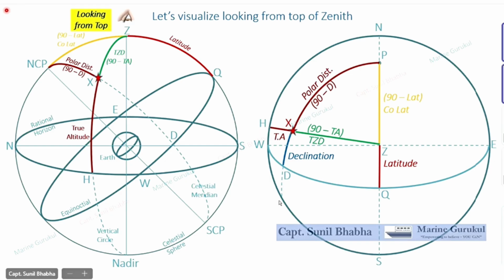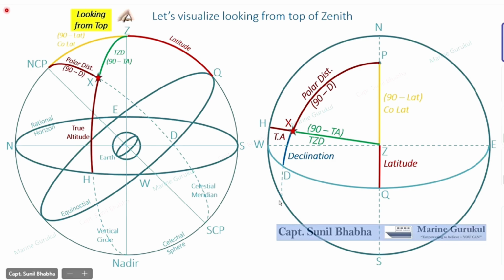Because the P point is fixed and Z is also fixed, they are not moving, only the X is moving, only the body is moving. So when it comes up to the rational horizon, then it will be 90, or when it comes on the equinoctial, then it will be 90. Don't worry, I will solve a practical example with 90 degrees for you. Yes sir. Okay. Thank you very much.